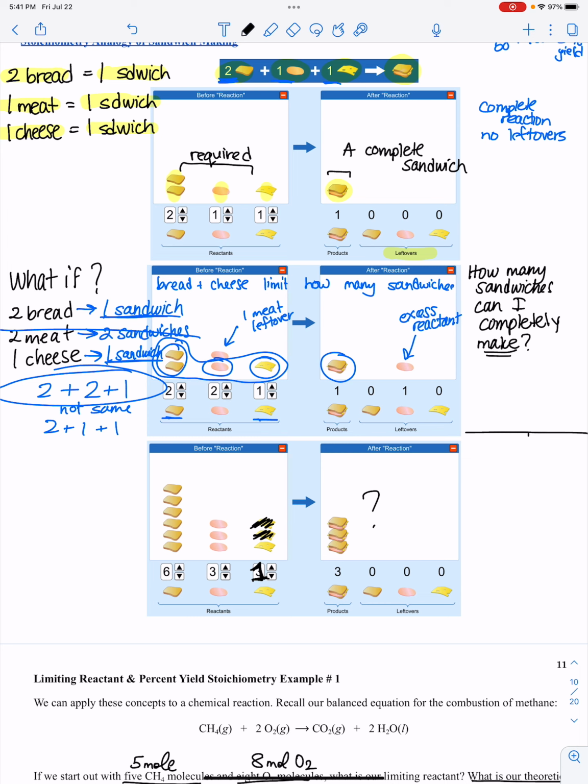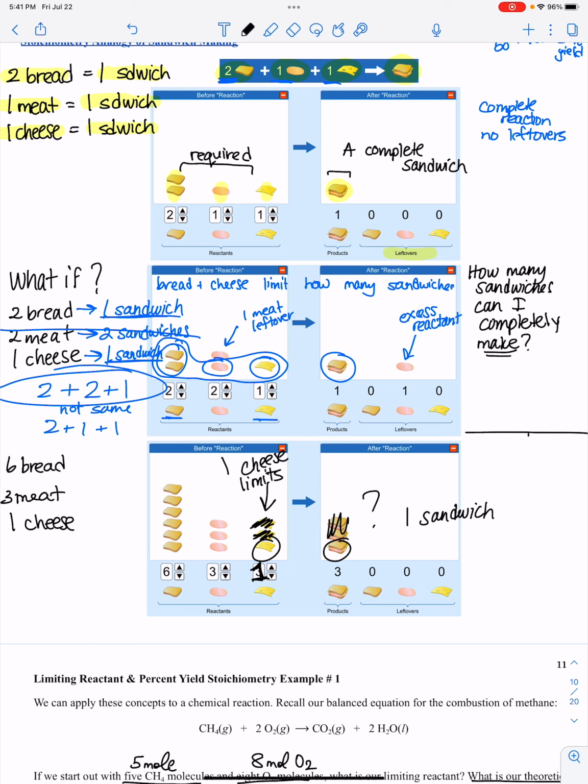Right? It would not be 3. If I had 6 bread and 3 meat, but only 1 slice of cheese, it might be obvious which ingredient here is going to limit how many sandwiches I could make. This 1 cheese limits how many complete meat and cheese sandwiches I could make. I could only make 1 sandwich if I have that 1 cheese.